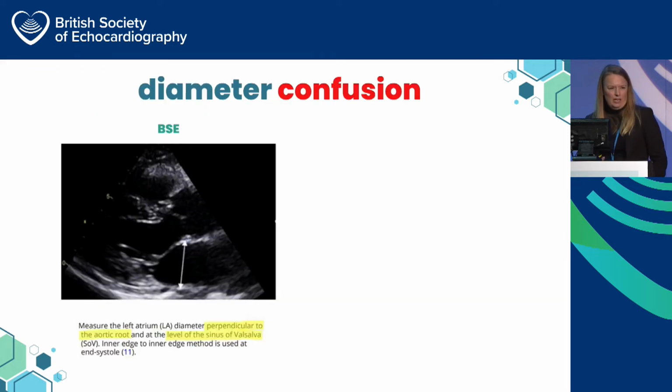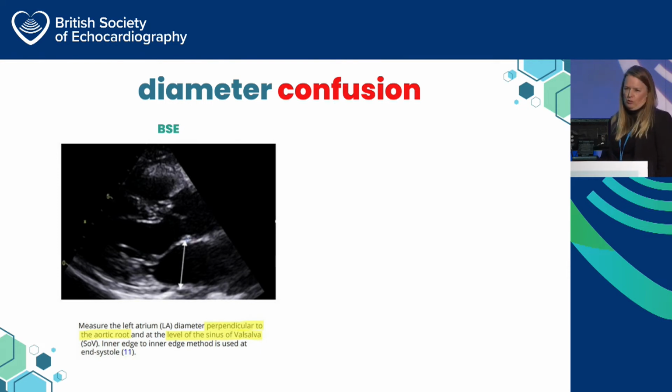Well, I'm not sure we have. There's a little bit of confusion here, I think, and I'd like to raise that, and hopefully we can get some clarification. This is from the latest BSE guidelines, both the diagram and the text. So the text says, measure the left atrium diameter perpendicular to the aortic root. Okay? It's at the level of the sinus of Valsalva, inner edge to inner edge, and we're going to measure it at end systole, and that's where the left atrium is biggest, isn't it? Just before that mitral valve opens.